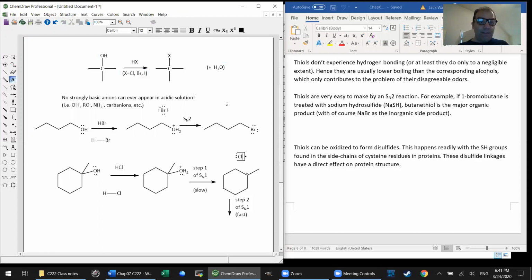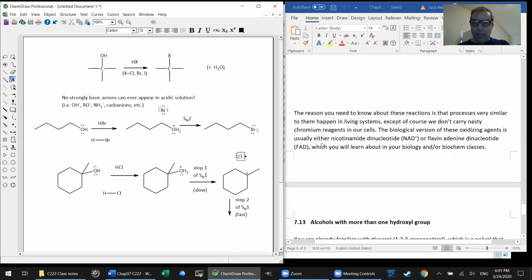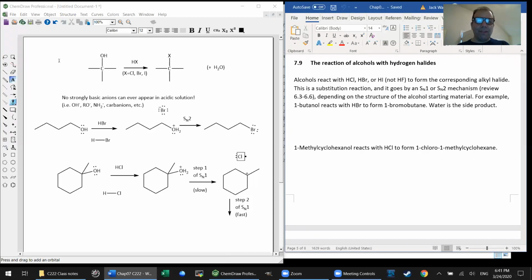And the mechanism of the reaction depends on the structure of the alcohol that we start with. So if the alcohol is primary, or if it's methanol, the reaction will go by an SN2 reaction, just like we covered in the previous chapter. So if the alcohol starting material is primary, then the reaction will be by an SN2 mechanism, whereas if the alcohol we start with is tertiary, then it will react with a hydrogen halide by an SN1 mechanism.